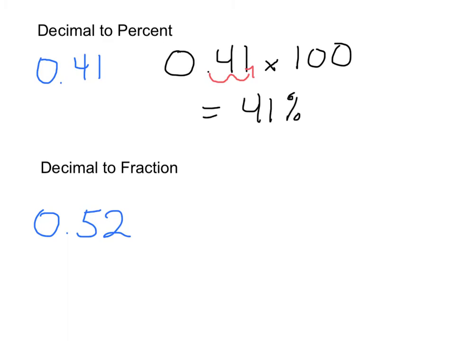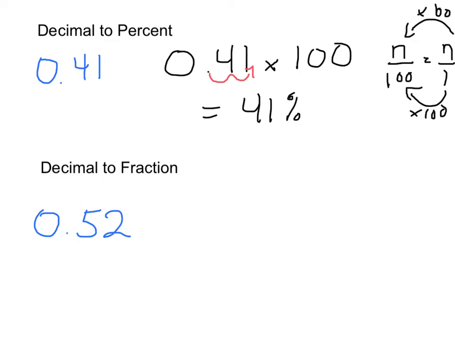Okay? The reason this works is that a percentage is some number out of 100, and a decimal is some number over 1. So to go from 1 to 100, I multiply by 100. So I always multiply this by 100 as well. That's just why that works.